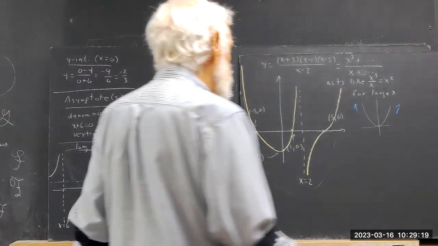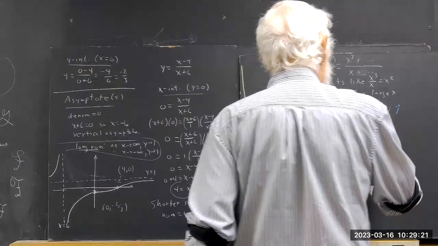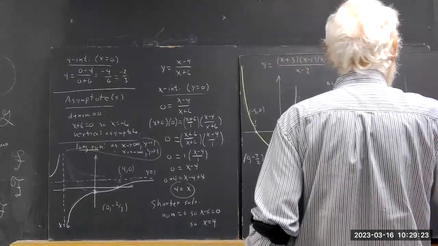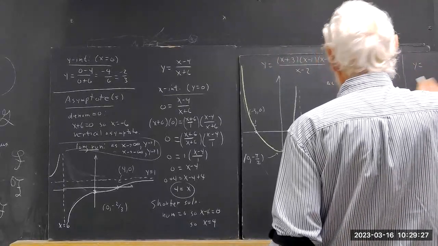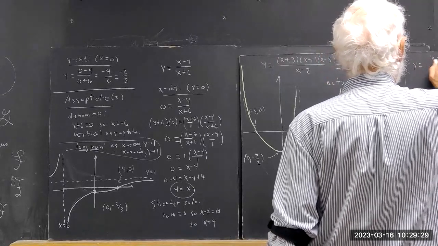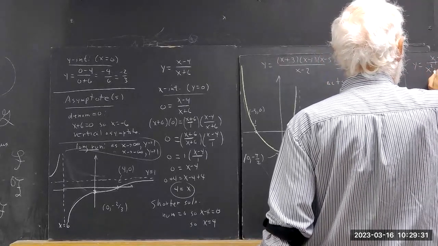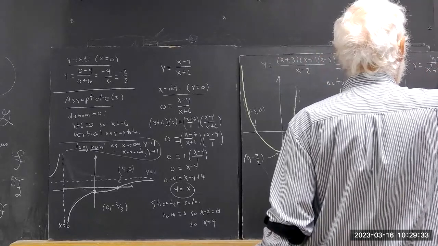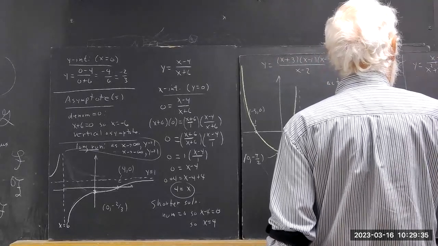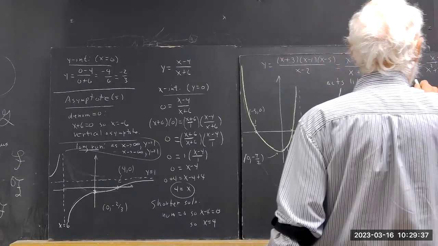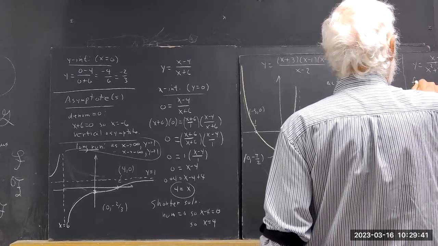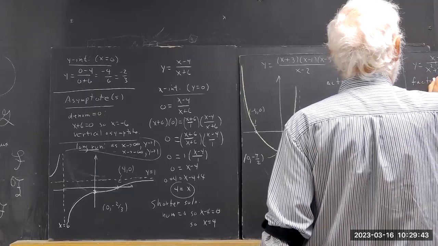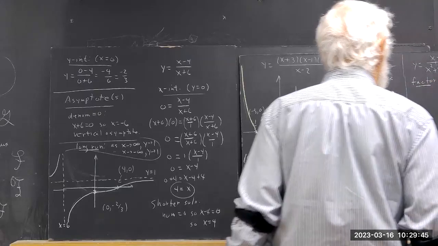Okay. The last function is y equals x minus 4 over x squared plus 5x plus 6. Well, we got a factor.